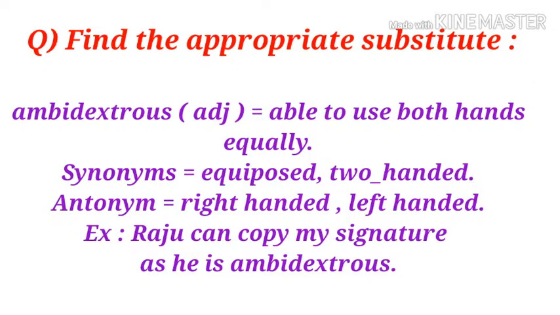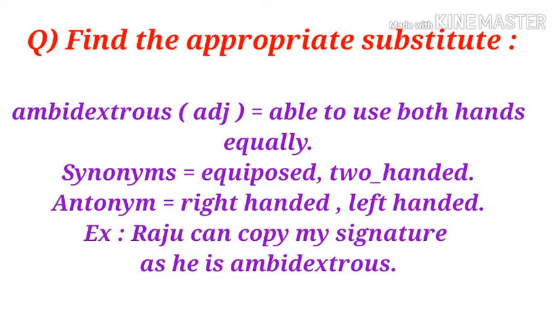So the first word we have understood. Now let us see the second word. The second word is ambidextrous. It is an adjective which means able to use both the hands equally. That means we see some person who can write with both his left and right hands.